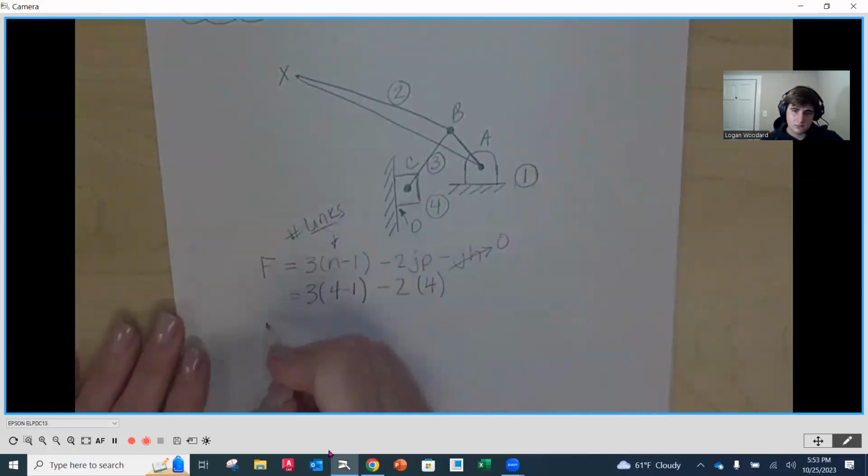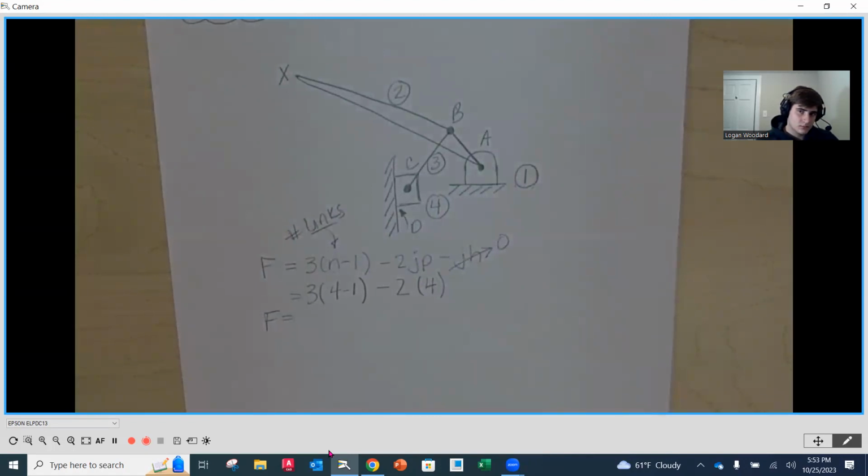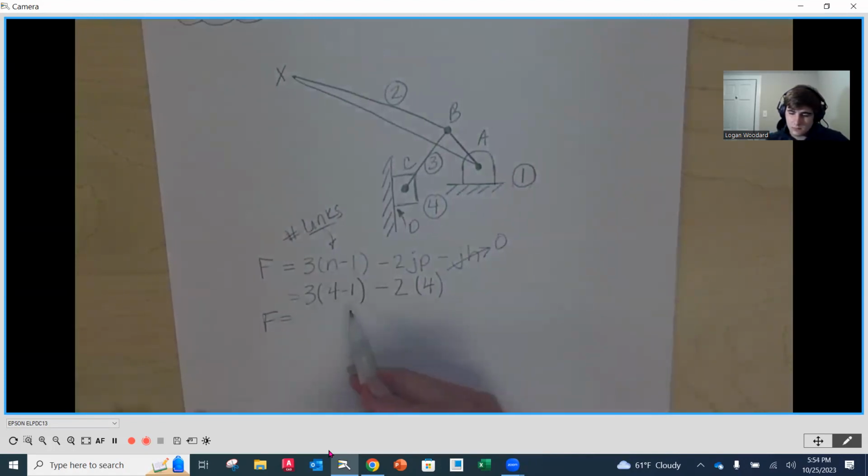All right, so now we're going to do our math. You guys have had calculus. Should be like a piece of cake. So if we look here, we're going to do what's in our parentheses first, right?